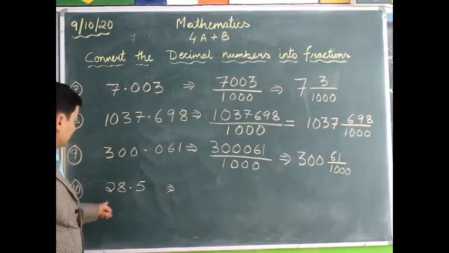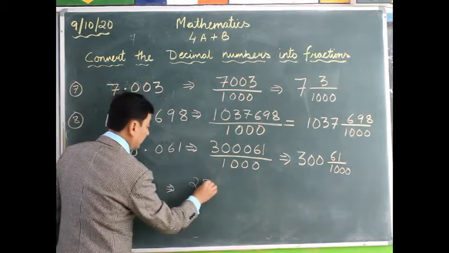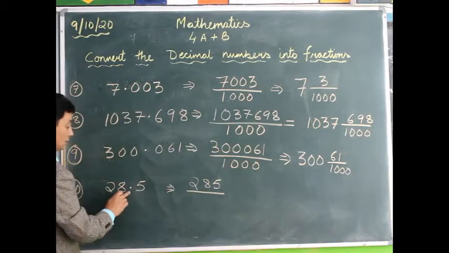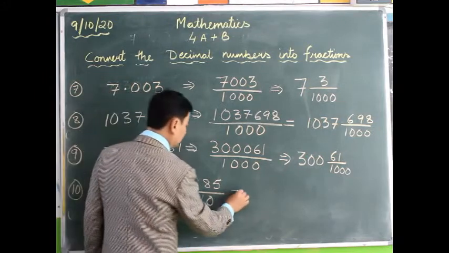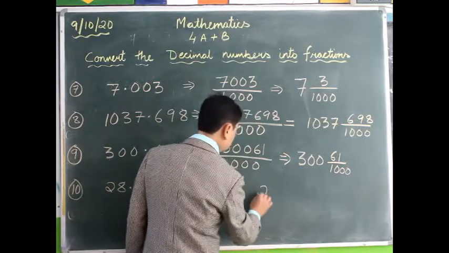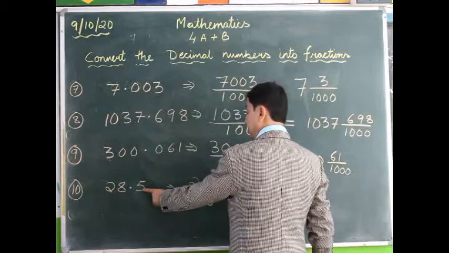Okay, the last one. 28.5. 285 upon 10. Let's convert this into an improper fraction. What comes before the point? 28. Place value of 5.